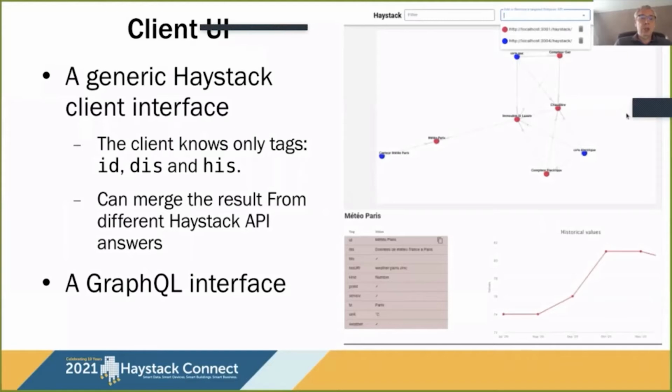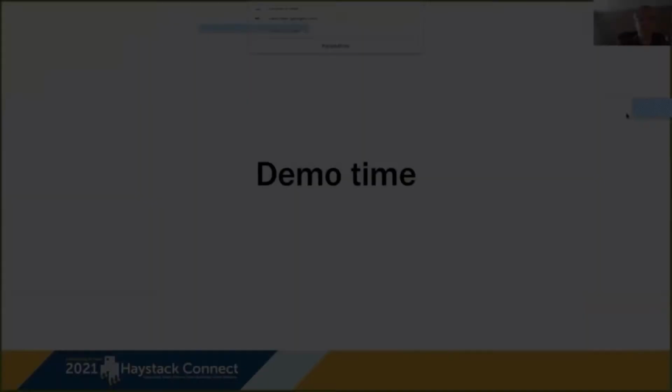We propose a generic Haystack client interface. This interface can just communicate with the Haystack HTTP API, and the user interface knows only three tags: id, dis, and ist. And it's possible to set a different API at the same time, and all the results are merged in the user interface. And we propose a GraphQL interface too.